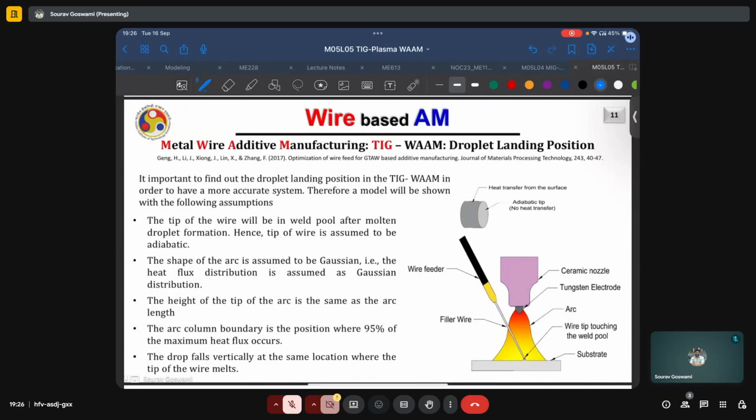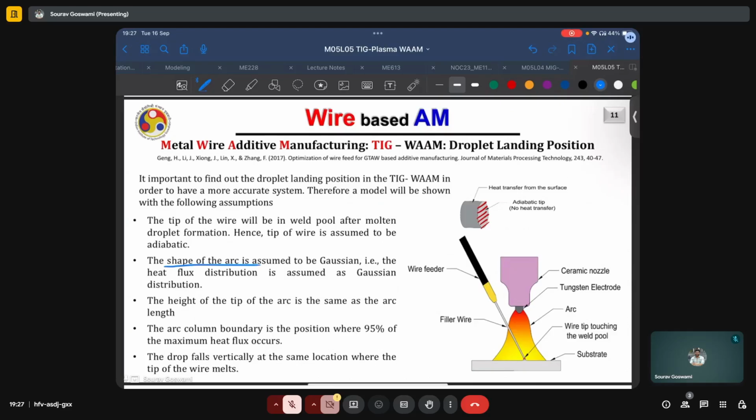The droplet landing position in TIG-based WAAM has also been modeled to have a more accurate system, and this was modeled under certain assumptions. The tip of the wire will be in the weld pool after molten drop formation, and hence the tip of the wire is assumed to be adiabatic, so there is no heat transfer from this phase. The shape of the arc is assumed to be Gaussian, so not just the power distribution, the shape itself is assumed to be bell-shaped.